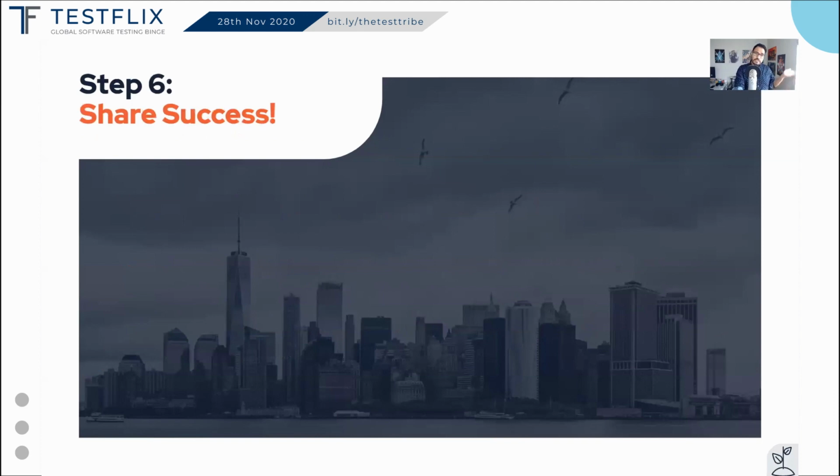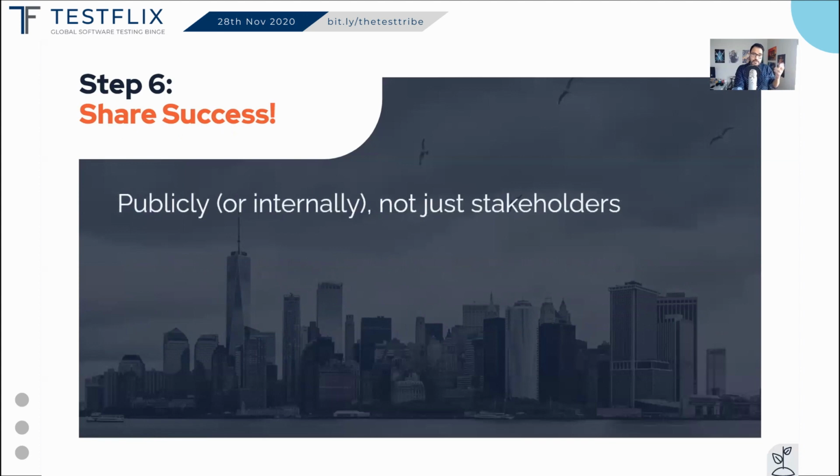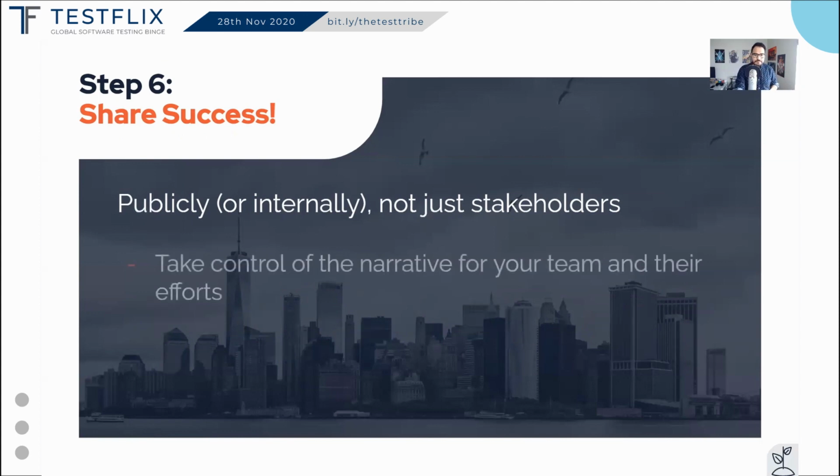Step 6, which is the last one, is to share your success publicly or internally, not just with the stakeholders. Some organizations will do this with an internal blog or even a public blog. Some of them will hold lunch-and-learn meetings or weekly meetings just to share or demo the things that they've done. Take control of the narrative for your team. If you don't do this, someone else is going to be telling your story, guaranteed.